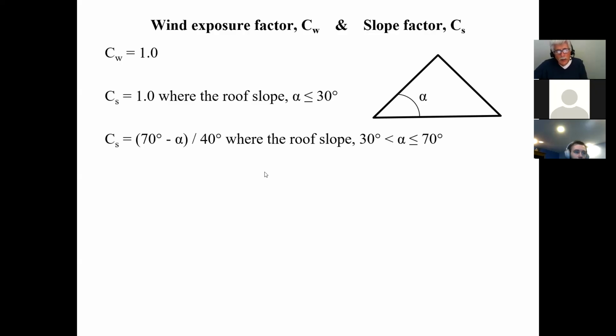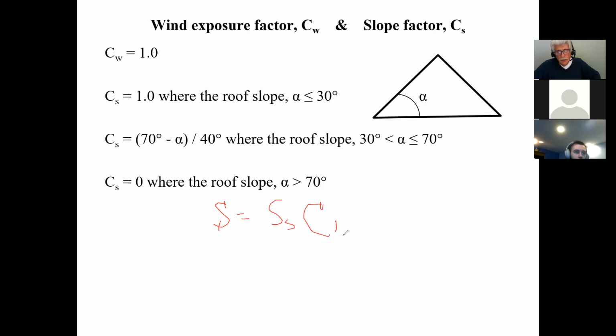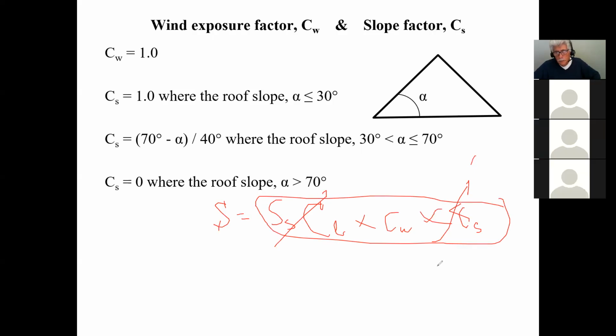Now, look what happens when CS is 0, where the roof slope is greater than 70. If I look at my equation, I have S is equal to SS times CB times CW times CS. What happens if this is 0? What happens to my snow load? What happens when you multiply something by 0? It becomes 0. So therefore, that means that I have no load on my roof.